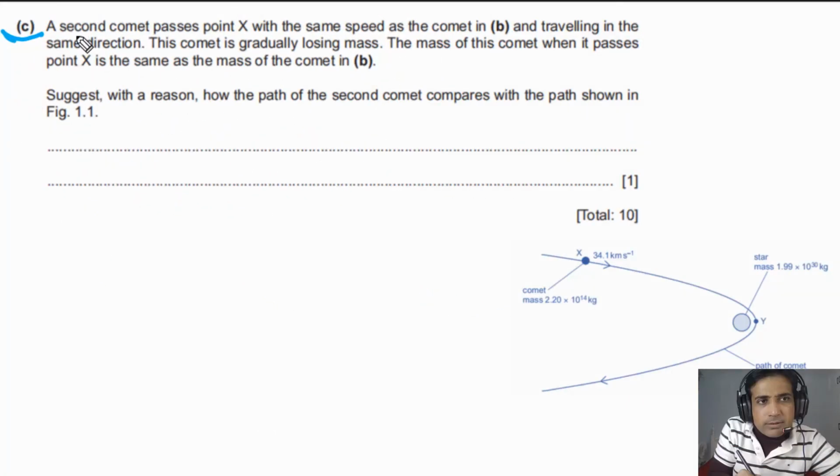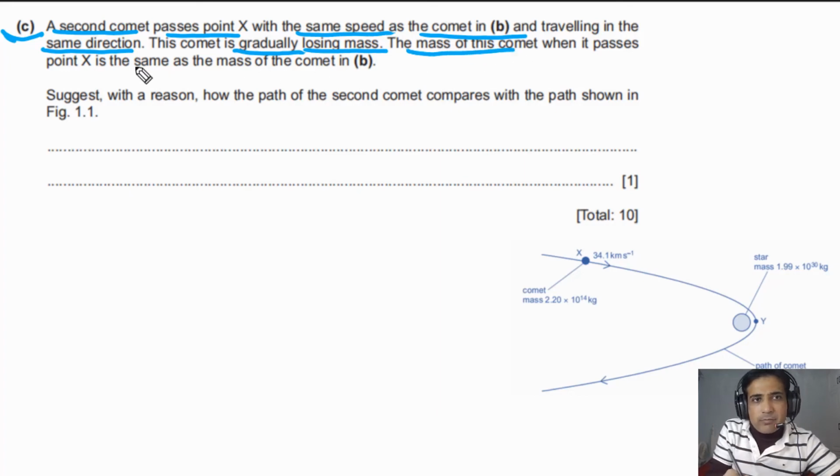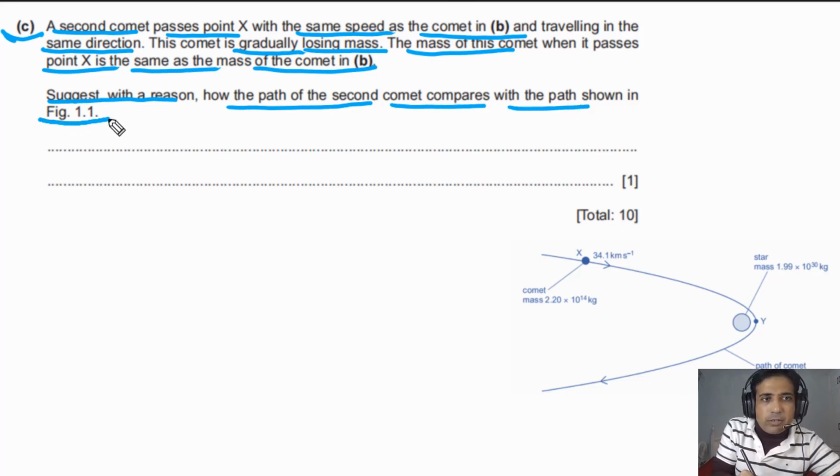For part C, it is given to us that a second comet passes point X with the same speed as the comet in B, traveling in the same direction. This comet is gradually losing mass. The mass of this comet when it passes point X is the same as the mass of the comet in B. Suggest, with a reason, how the path of the second comet compares with the path shown in figure 1.1. A bit tricky question. Let's try to understand this one step by step.